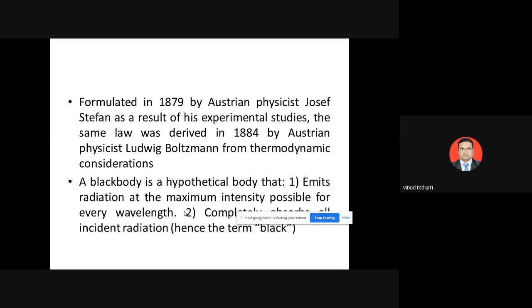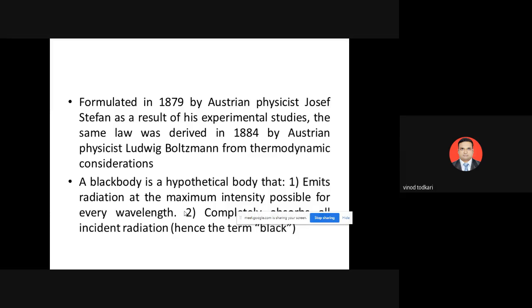And one more important concept is there, that black body is the body which emits radiation at the maximum intensity possible for every wavelength. For every wavelength, if you compare a real body or any gray body or a general body with black body, the emissive power or the radiations emitted will always be maximum for black body, irrespective of your spectrum, irrespective of the wavelength. The word black has nothing to do with the color, right? Black body is the body which absorbs all incident radiations.